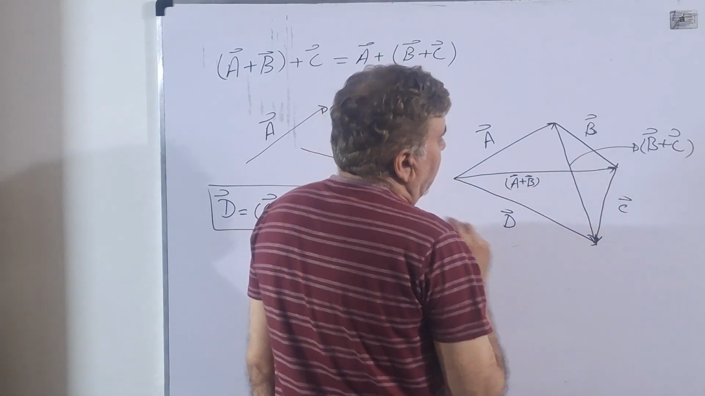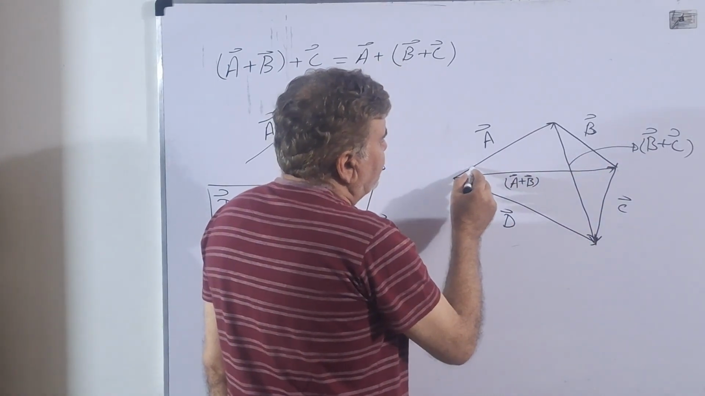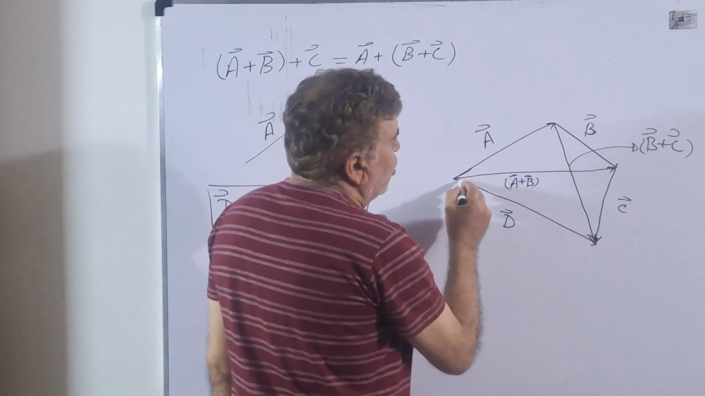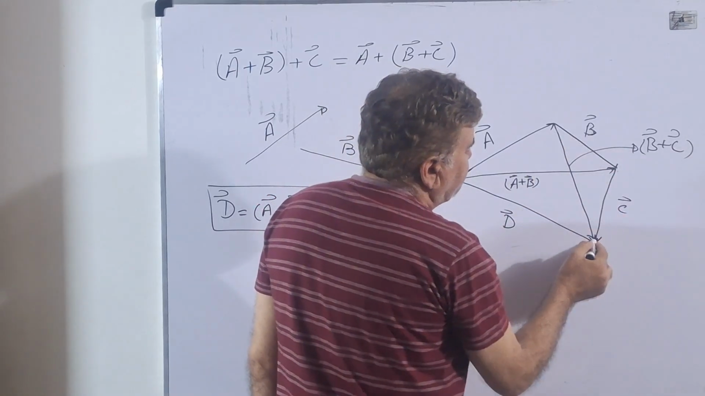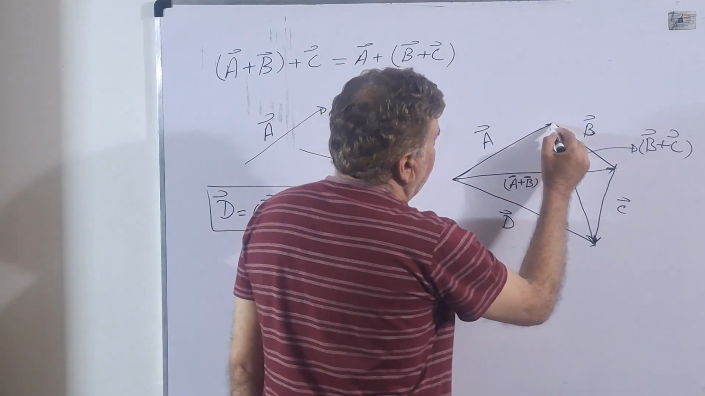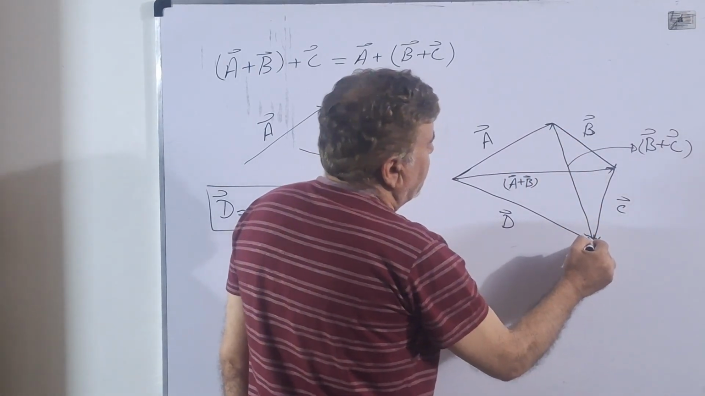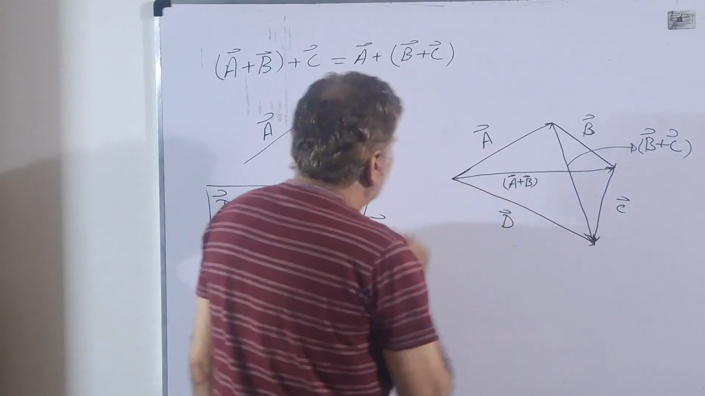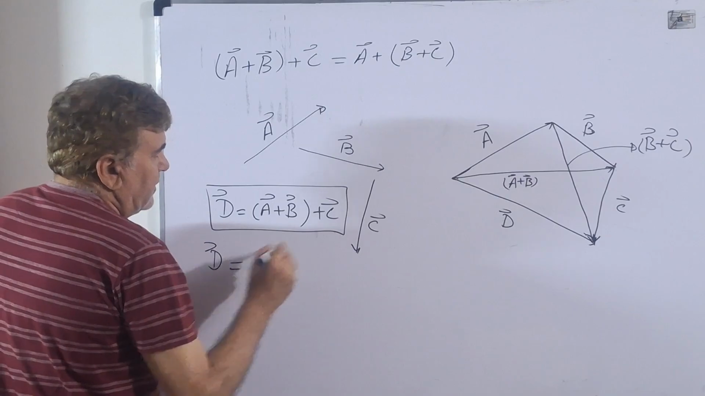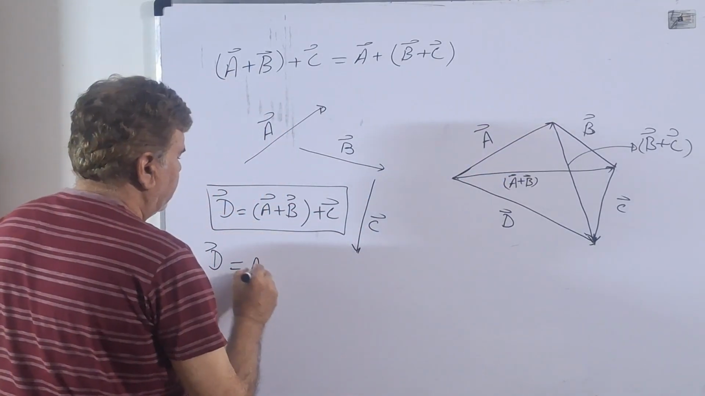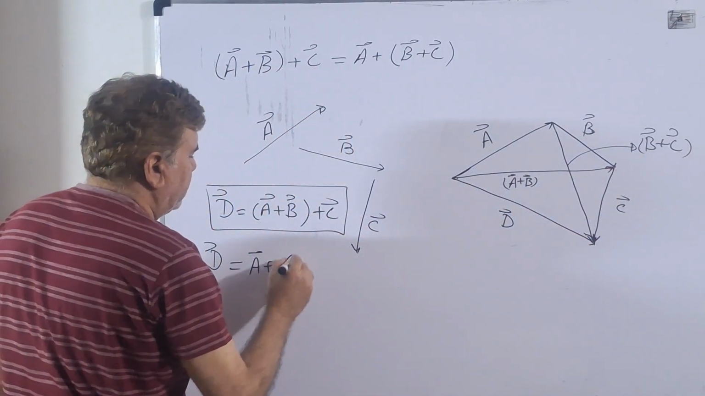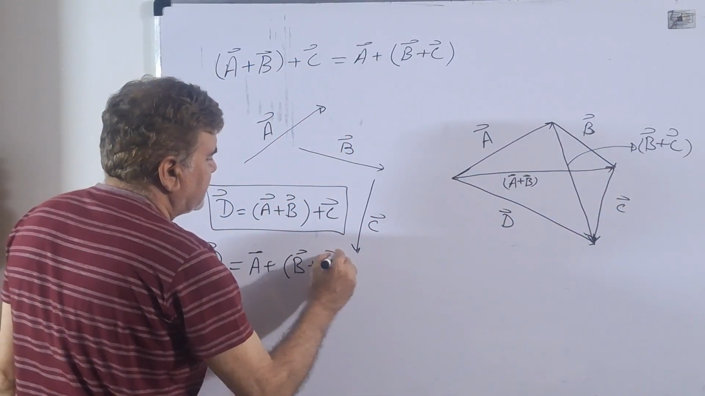And if I join the tail of vector A, which is also the tail of A plus B, with the head of vector B plus C, which is also the head of vector C, then following this way, A plus B plus C is in fact D. So I can also write D as vector A plus vector BC. I can write that as A plus B plus C.